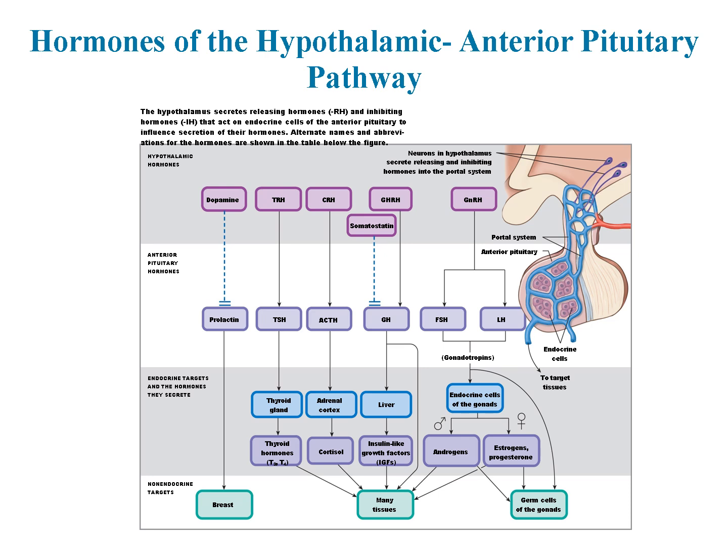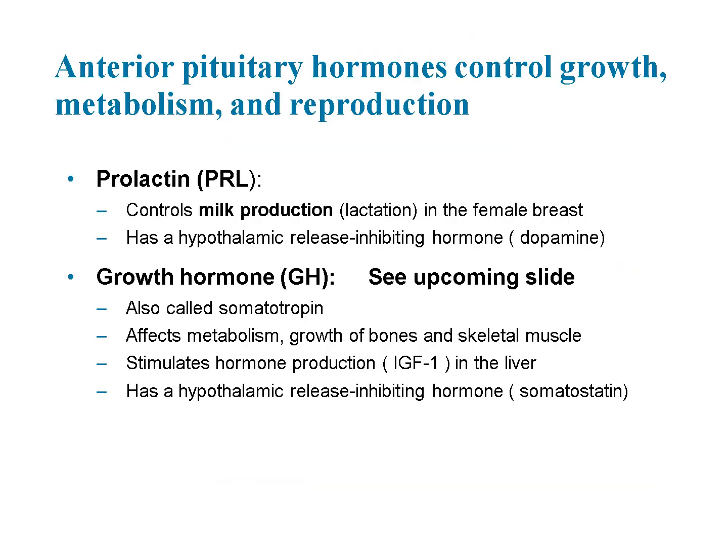This interconnected system coordinates growth, metabolism, stress response, and reproductive processes through the integration of the hypothalamus, anterior pituitary, and target endocrine organs. Prolactin is a hormone primarily responsible for stimulating milk production in the female breast after childbirth. It plays a crucial role in maternal behavior and reproductive functions.